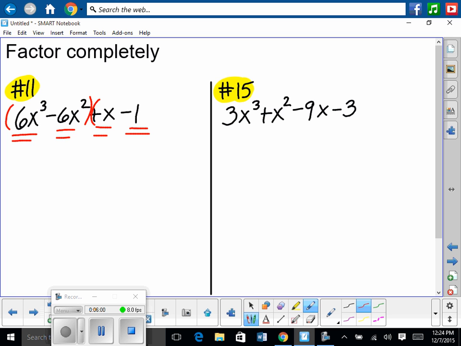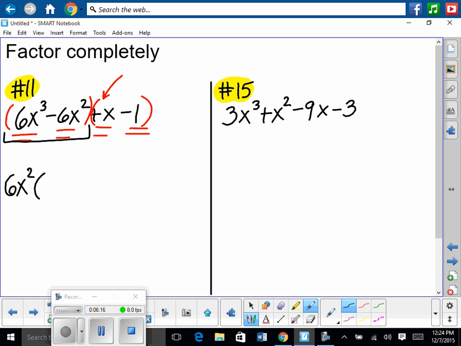You group the first 2 terms, group the second 2 terms, and you always group the sign with it. So then from there, you focus on each group and pull out what you have in common. The greatest thing in common. 6x cubed minus 6x squared. The greatest thing in common is 6x squared.